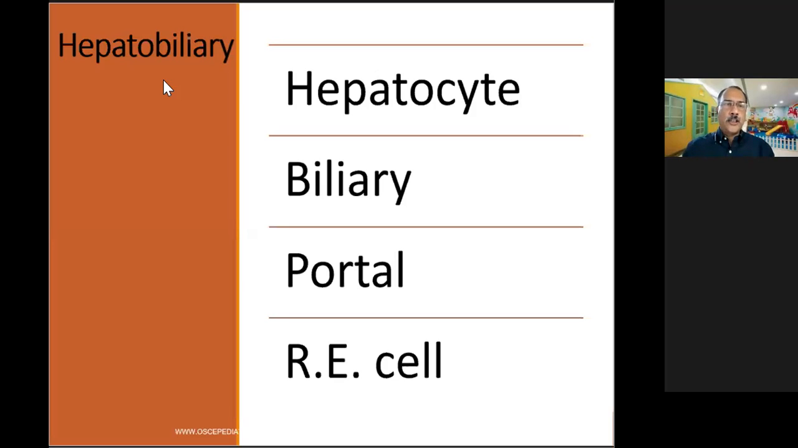So with these 4 things, for any child who comes where we localize the system to hepatobiliary, we will try to see which of these 4 is predominantly affected. There could be a combination, because we can have a situation where there is a biliary or portal affection to start with, and eventually hepatocytes also get involved. But which is the primary problem, we'll try to understand. So to give you an example, between hepatocyte and biliary, what are the features of hepatocyte involvement?